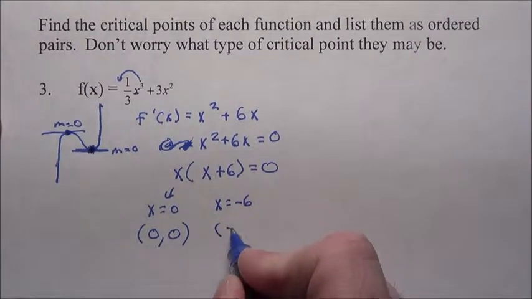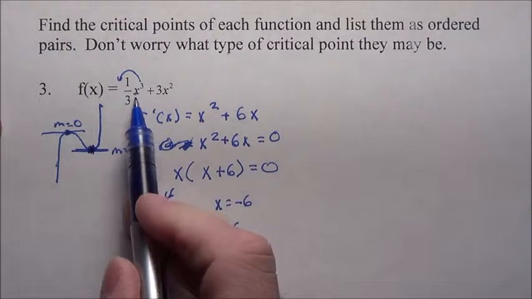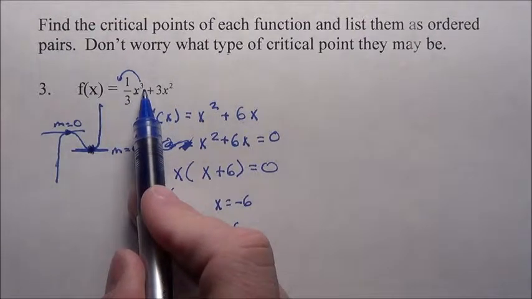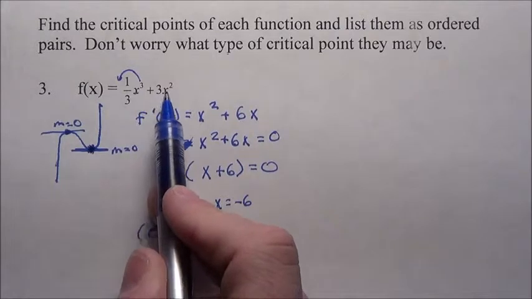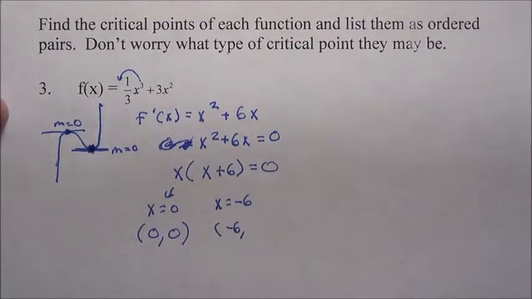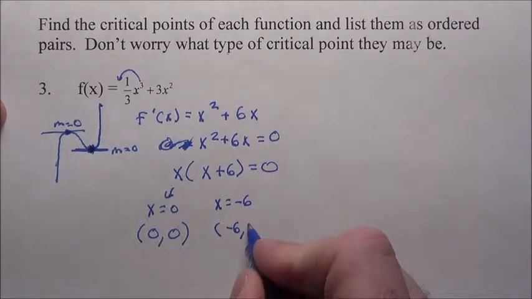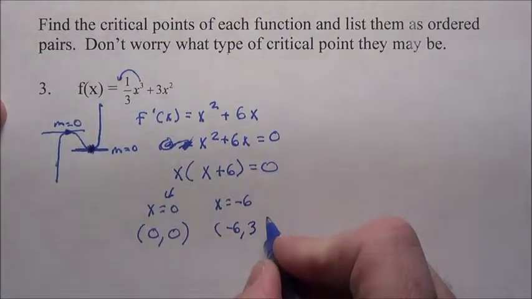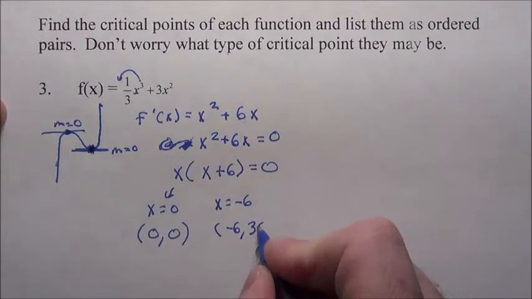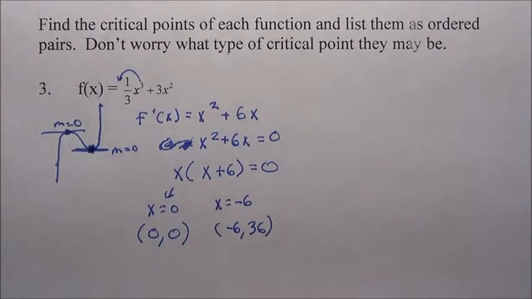Now what about the next guy? What about when I plug negative 6 in here? Negative 6 cubed is negative 216 times 1/3 plus 3 times negative 6 squared and so forth. That should give us... Hold on a second. That's going to be 36 right there. Yep, that's 36. So I know this guy is sitting at negative 6, 36.